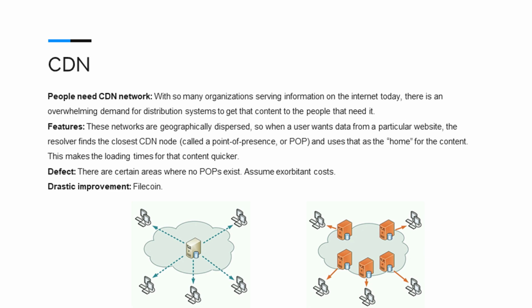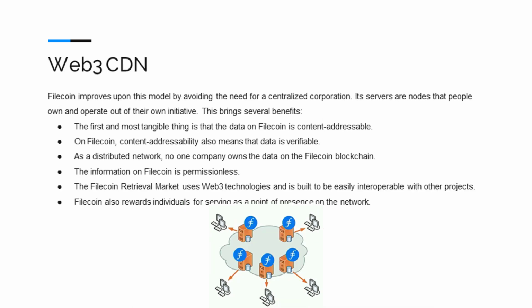Filecoin is able to provide a drastic improvement over CDNs by providing a scalable solution for the storage and retrieval of data. It operates on a much more efficient network solution supported by nodes run by users all over the world. From a technical perspective, a CDN is a complex series of interlinked servers. They are built and maintained by massive companies to allow worldwide data distribution. Filecoin improves upon this model by avoiding the need for a centralized corporation. Its servers are nodes that people own and operate out of their own initiative.